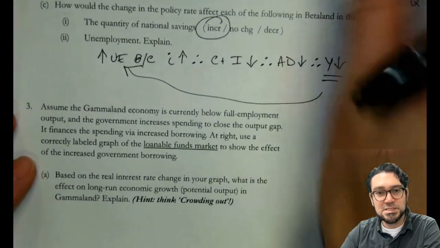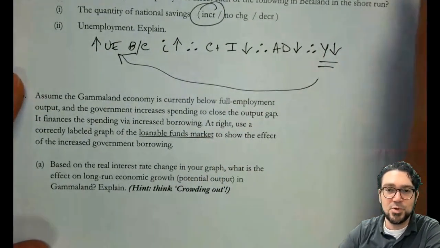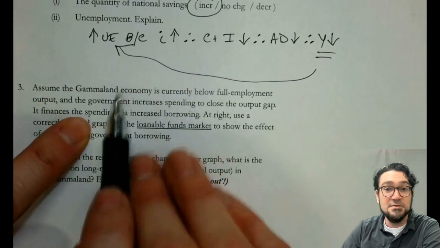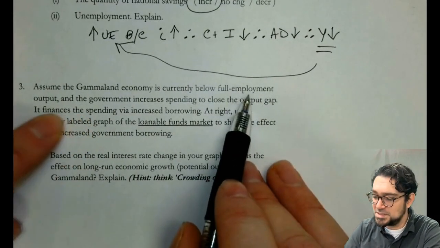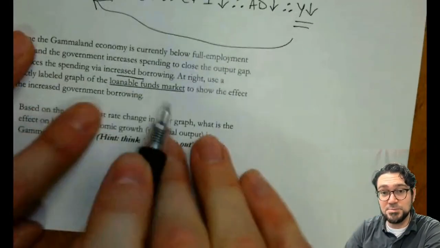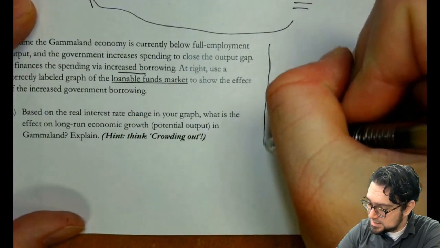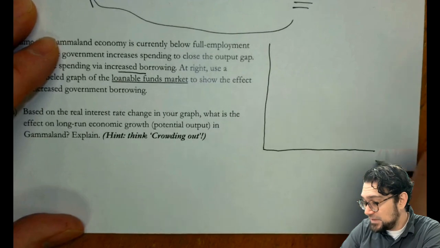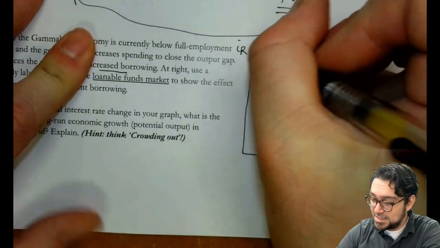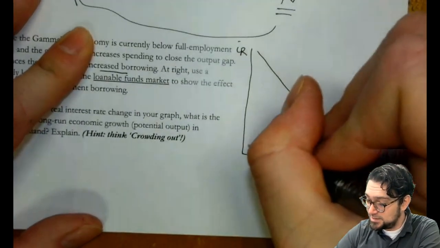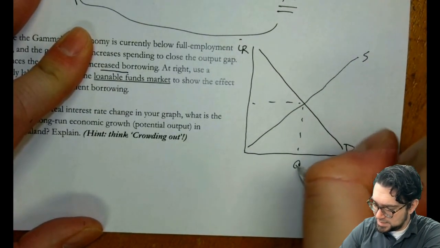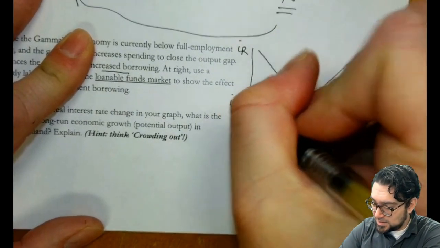Now, the last question says, assume that the Gamma Land economy is currently operating below full employment output and the government increases spending to close the output gap. So this is a fiscal policy that they're using to fix a recession. It finances it via increased borrowing. That tells me we're going to be talking about the loanable funds market. And it says, show the effect of that increase in government borrowing. Here we're using I sub R, and it's going to be our standard looking supply and demand. We've got, we'll say, Q star and IR star.